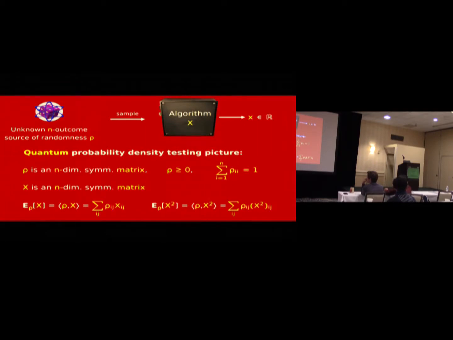Can you build any matrix X? In principle, yes. So does it have to be PSD? What are the constraints? It has to be Hermitian, symmetric. That's it. Actually, you can even do more things than this, but this is a pretty good picture. If your algorithm takes in quantum particles and outputs a real number, then you can basically think of it as this.